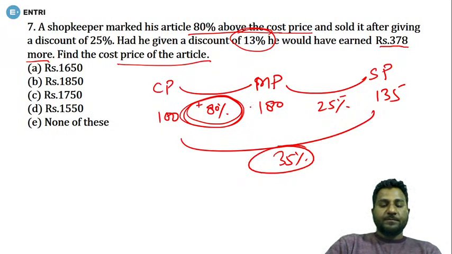Come on, everyone. Yes, yes, Manoj, yes. Come on, everyone, solve this question. 1750. Okay. Yes, absolutely correct. Absolutely correct. Good.